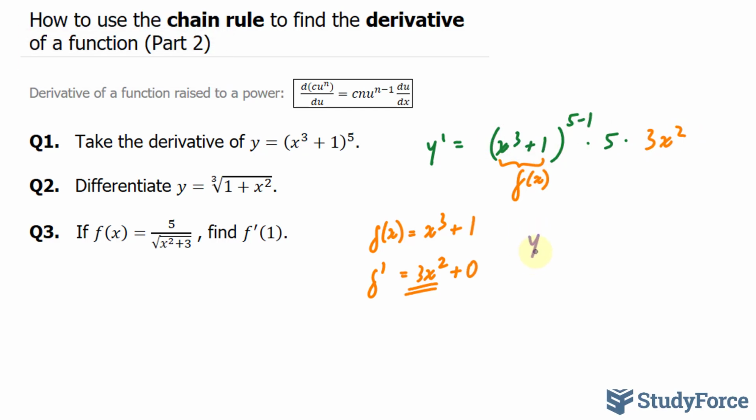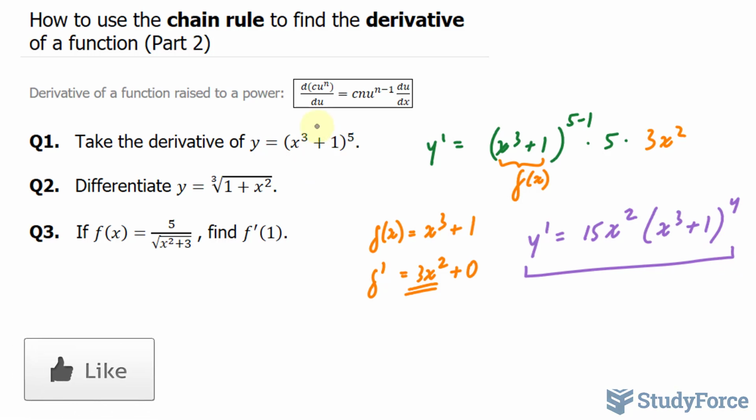This leaves us with y prime. 3 times 5 is 15. x^2 stays the way it is. This part becomes (x^3 + 1) to the power of 4. So this function right here is the derivative of what we started with. Let's summarize what we just did. We used the power rule by subtracting the exponent by 1 and then multiplying the whole expression by the exponent, in our case it was 5, and then I multiplied the whole expression by the derivative of the base. Let's move on to question 2.